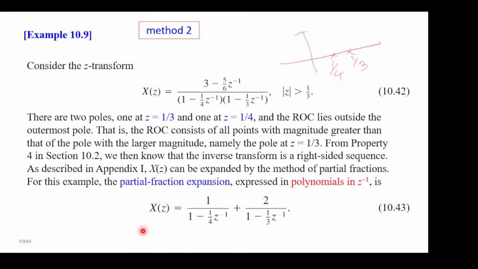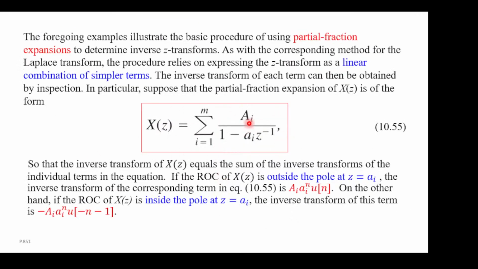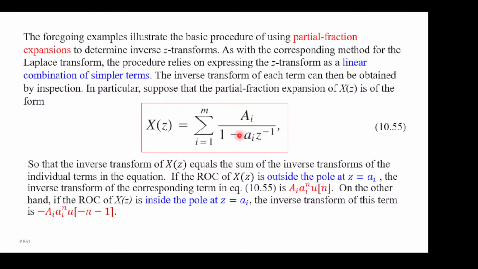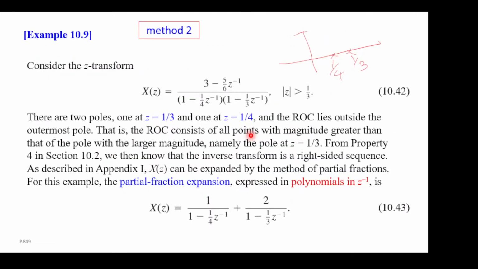But as we said, this is more tricky now because you want to break it basically into this form. It's something over 1 minus a_i z to the minus 1, because that's what our examples 10.1 and 10.2 give. And to do that, basically you want to do partial fraction expansion, but you want to express in terms of polynomial of z to the minus 1, so you won't get into factors of z minus 1. Okay? So hopefully you can do that.